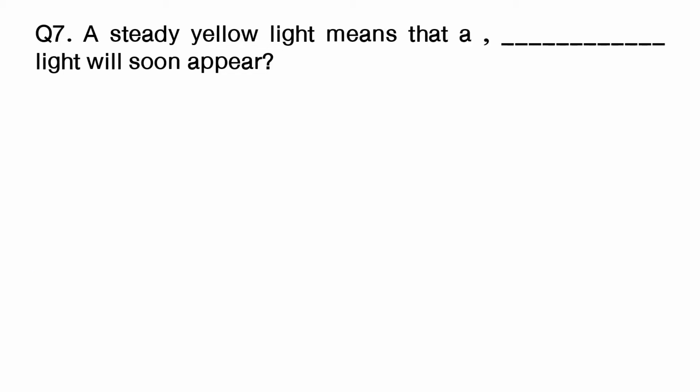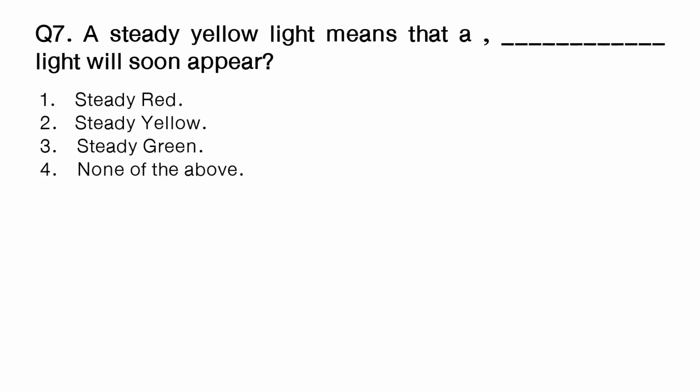Question. A steady yellow light means that a dash will soon appear. Option number 1, steady red. Option number 2, steady yellow. Option number 3, steady green. Option number 4, none of the above.